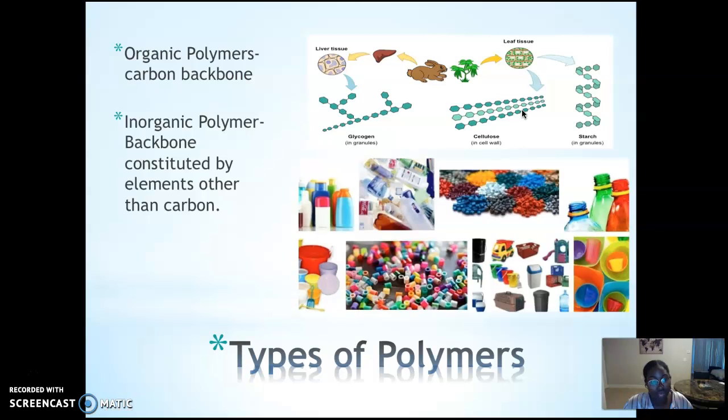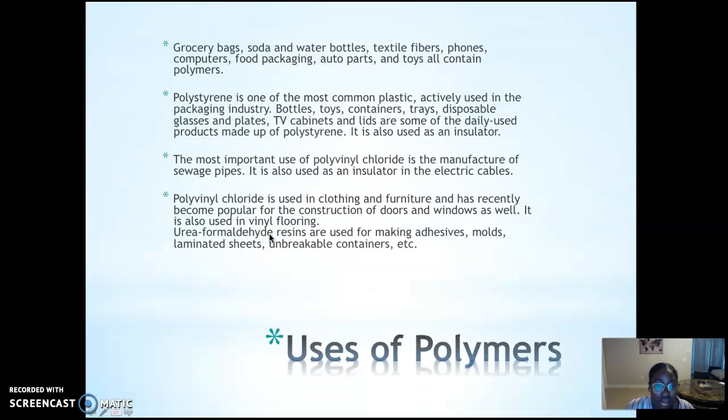Inorganic polymers have a backbone that consists of elements other than carbon, so it can be nitrogen, all kinds of things. You have those in plastic bottles, bowls, plates, cups, toys, trash cans, bins, all kinds of things. So here's a visualization. And here are some more uses of polymers. We can use them in grocery bags, soda and water bottles, textile fibers, phones, computers, auto parts, and toys.